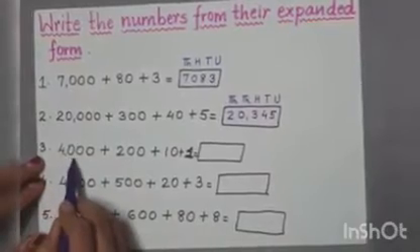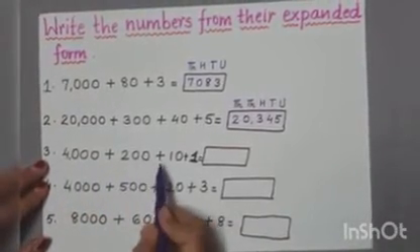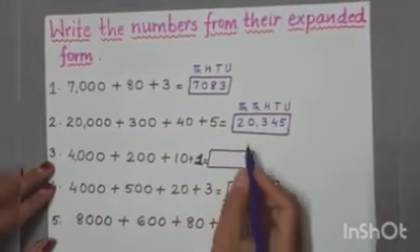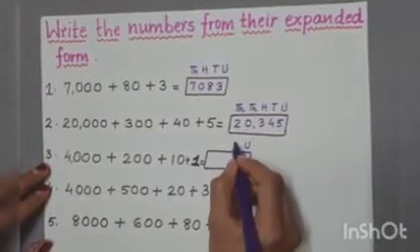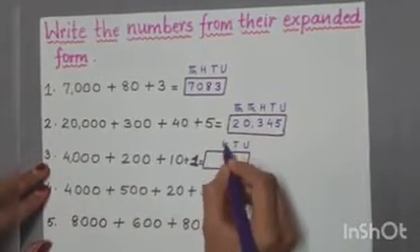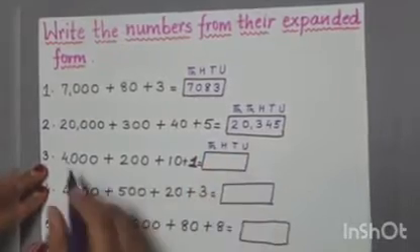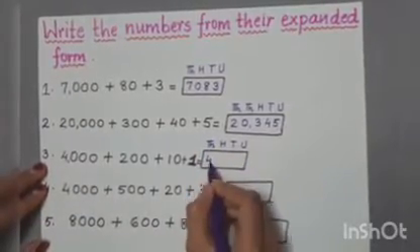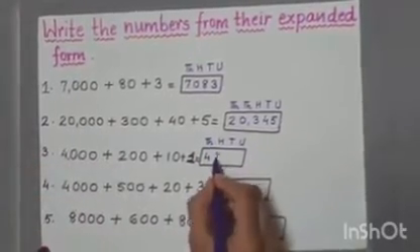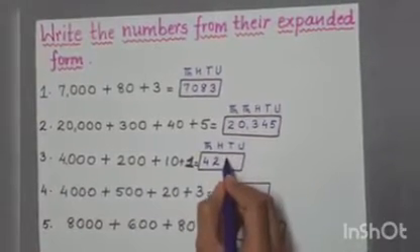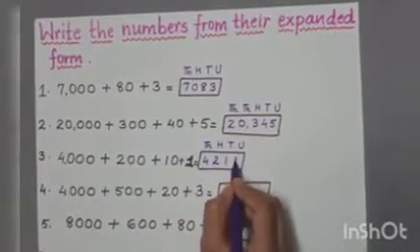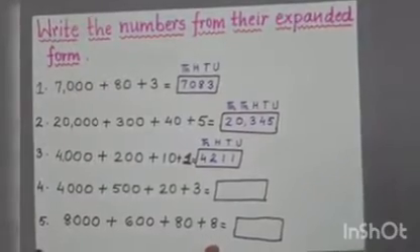Third one is 4,000 plus 200 plus 10 plus 1. So let's begin. Unit, tens, hundred and thousand. In the thousands place we have 4. In the hundreds place we have 2. In tens place we have 1. And in units place we have again 1.